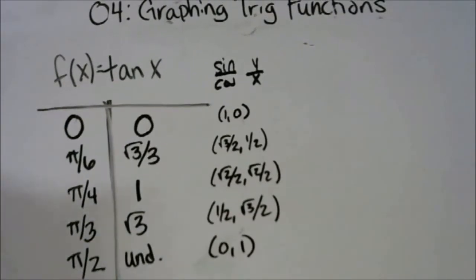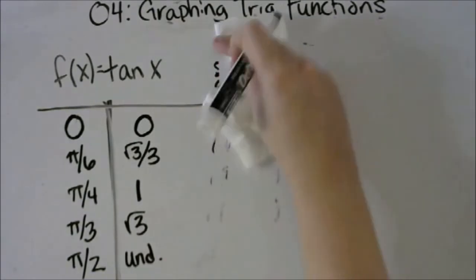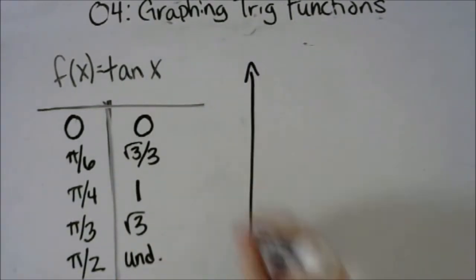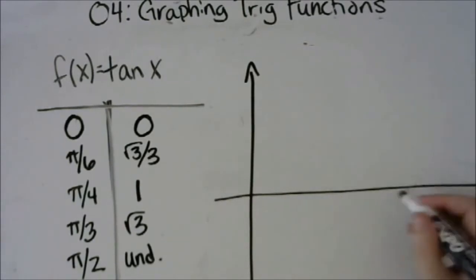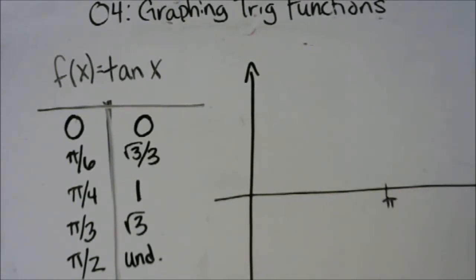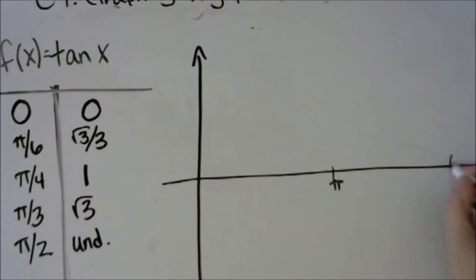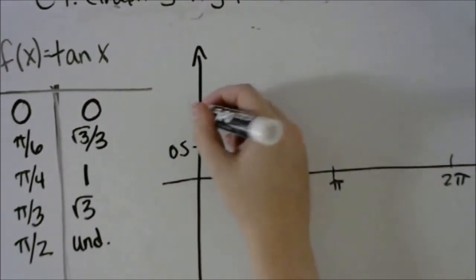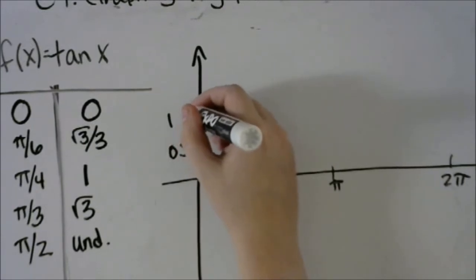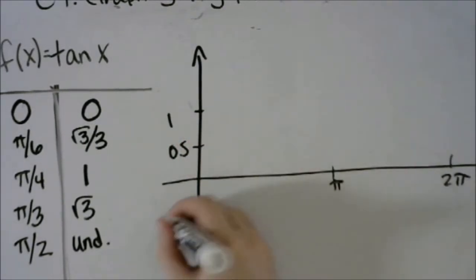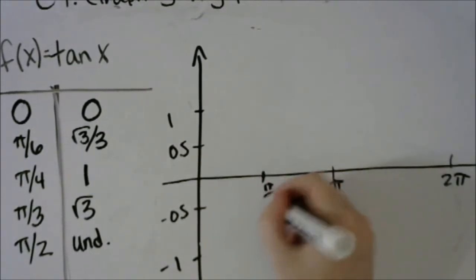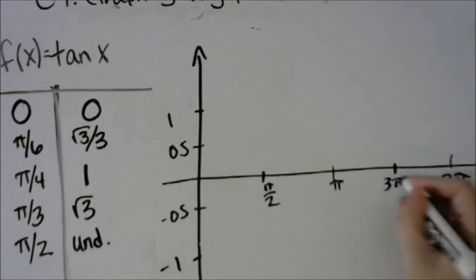So let's take a look at what that graph would look like. Creating my axes, I want to scale from 0 to 2 pi. And I'm going to keep my typical 0.5, 1, 0.5, 1 scale that I used when I was building the graphs of sine and cosine. Filling in a few missing values.